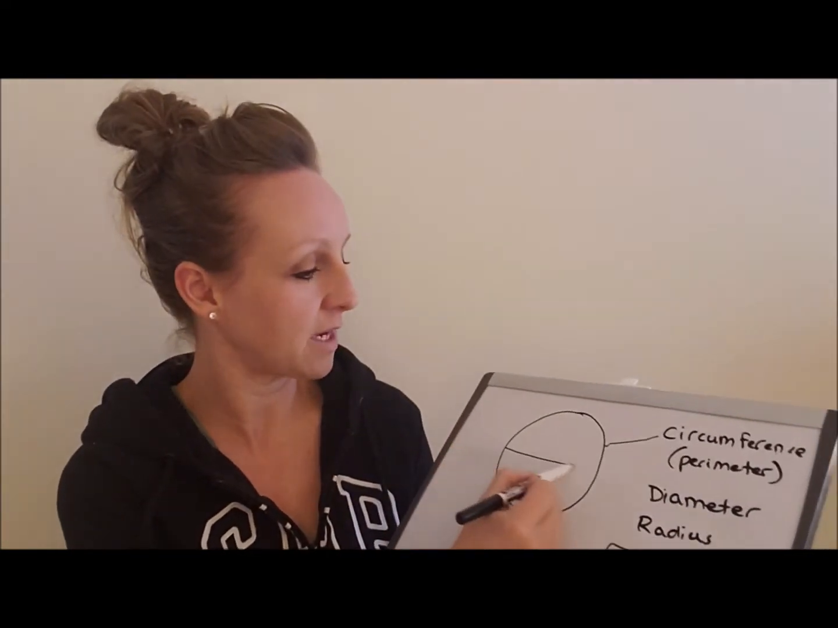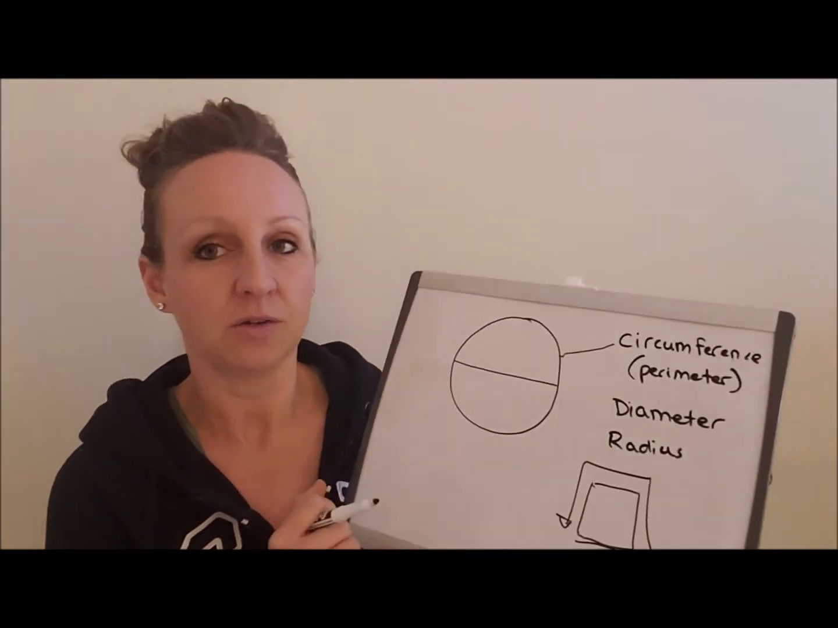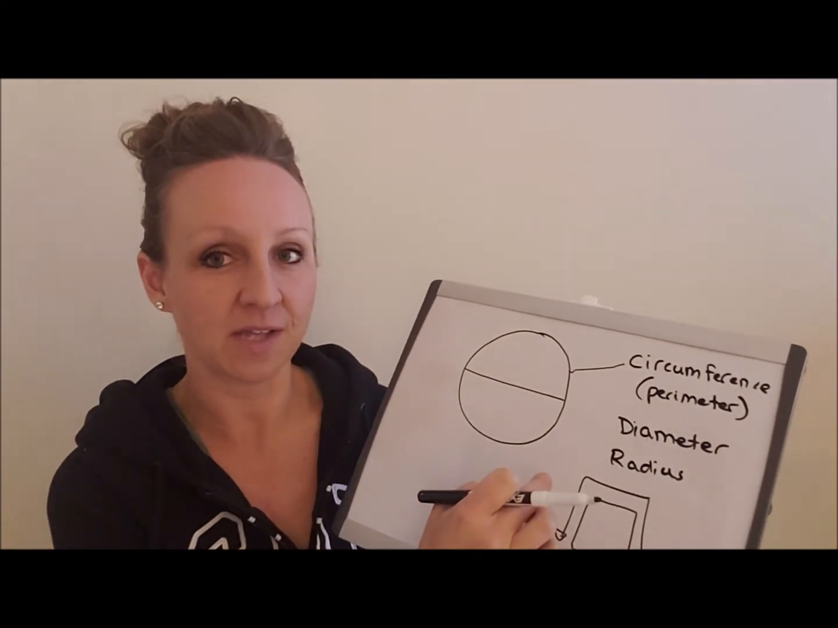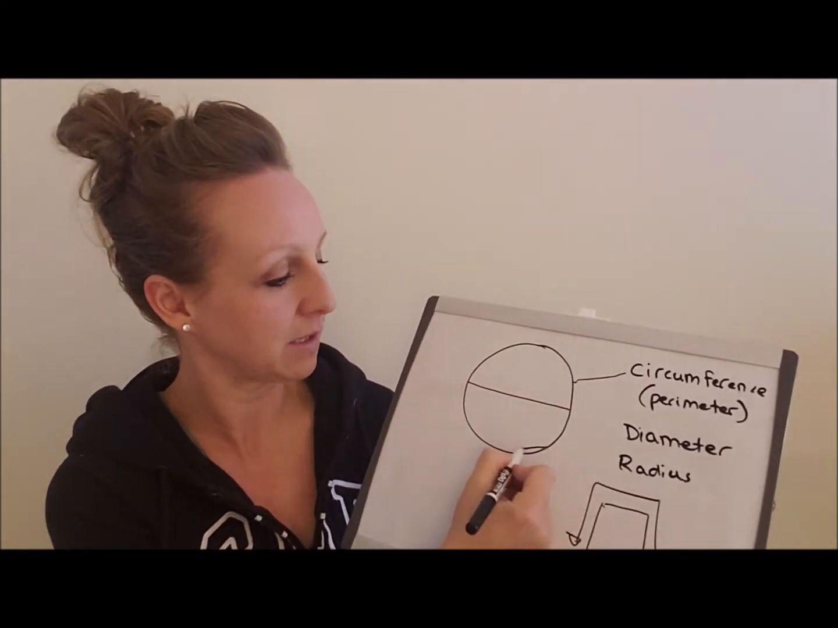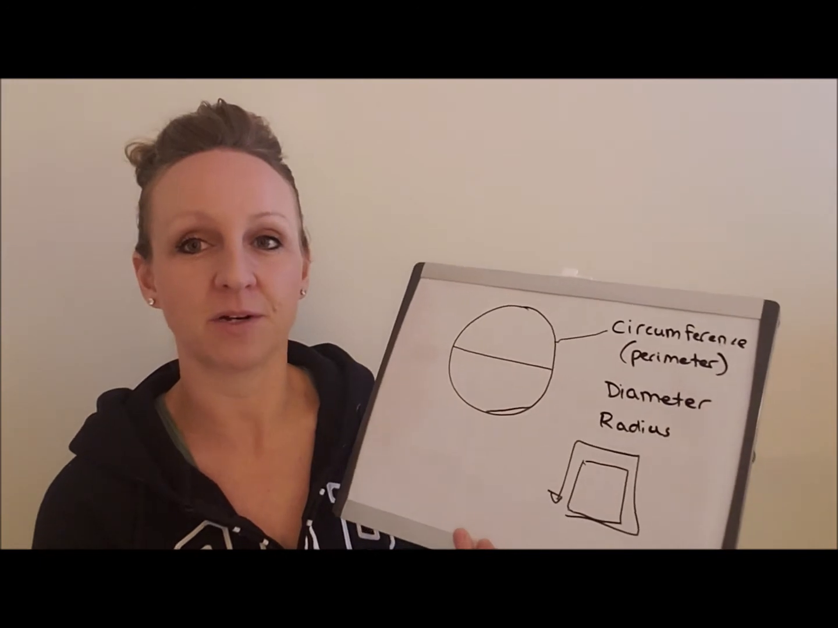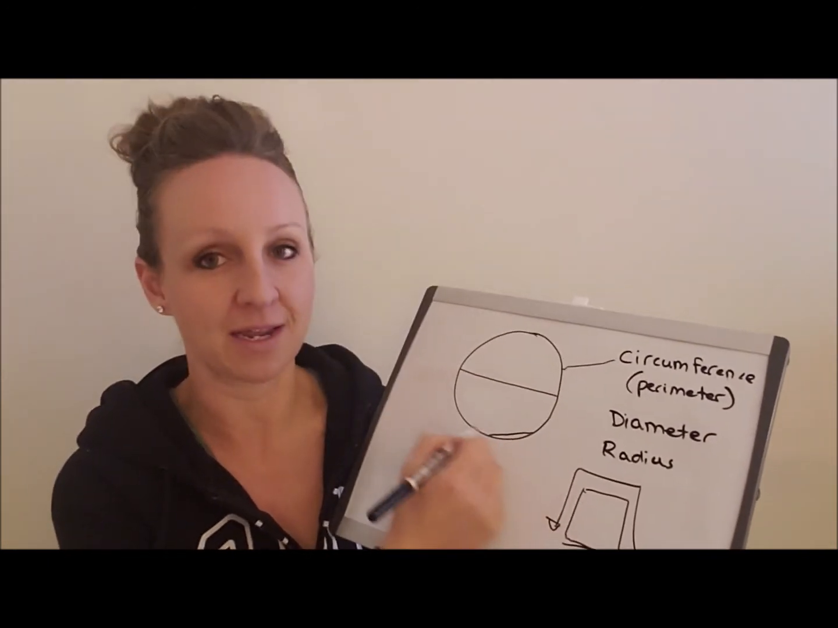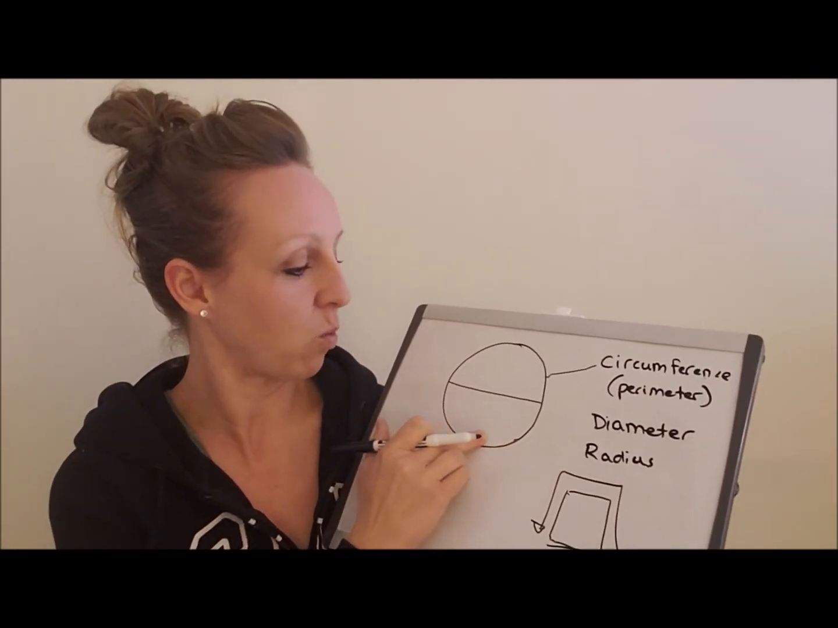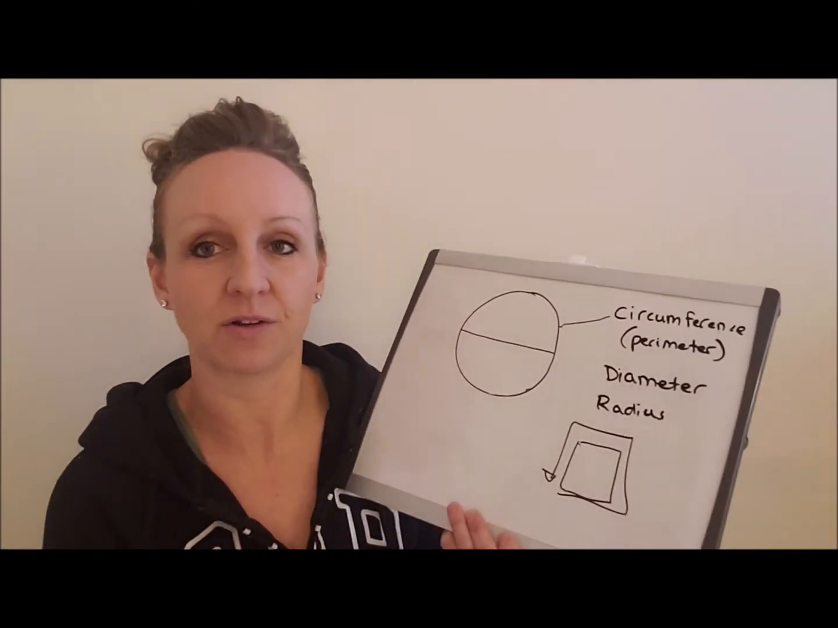Diameter is the distance across the circle. So if you have an evenly drawn circle, you could draw from one point to the other side directly across, like this, that is not diameter. Diameter is not just any point to any other point. Diameter is one point to the opposite side of the circle.